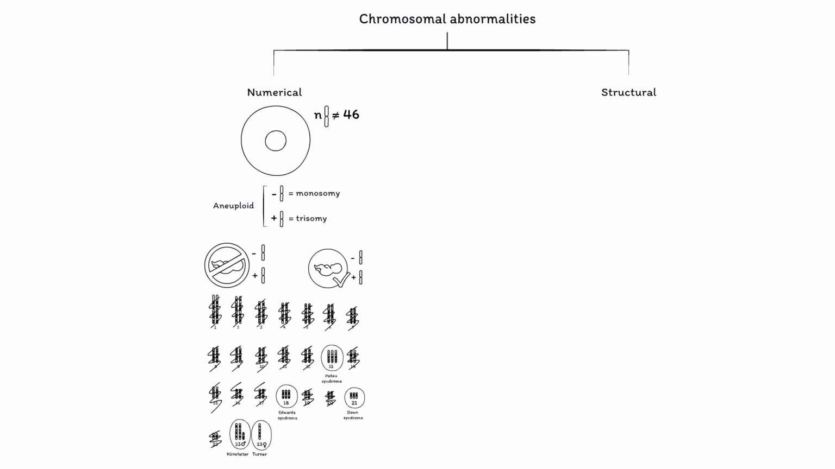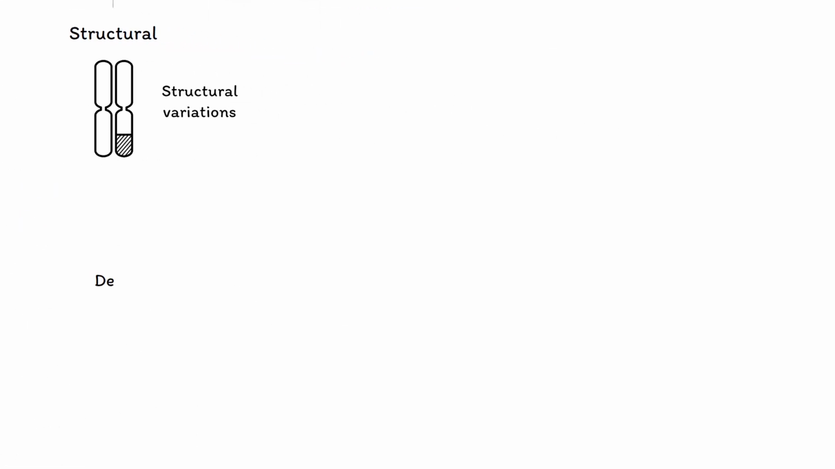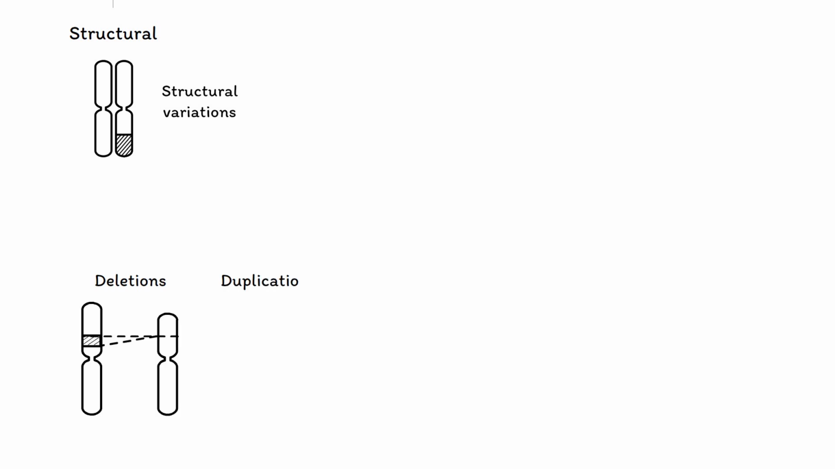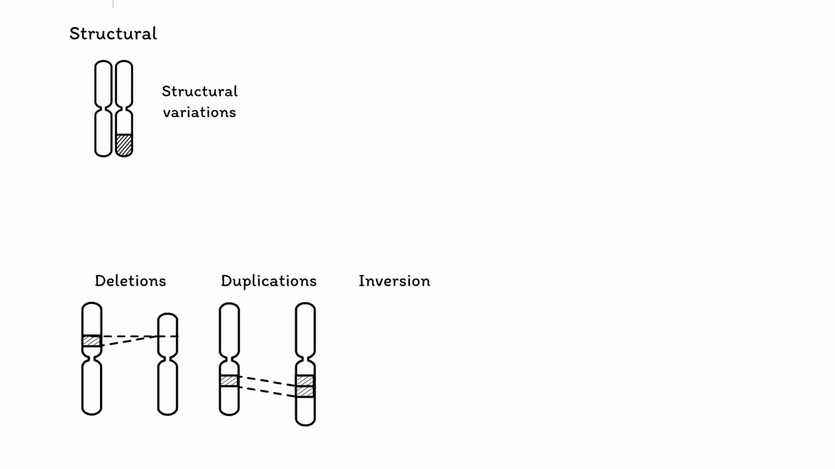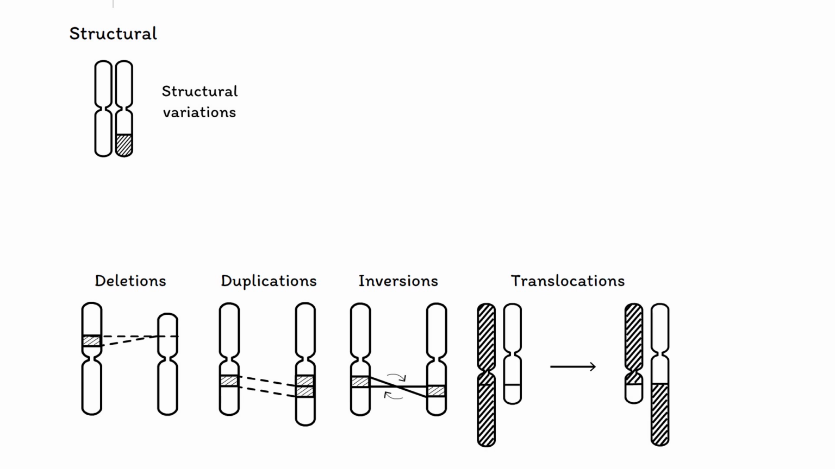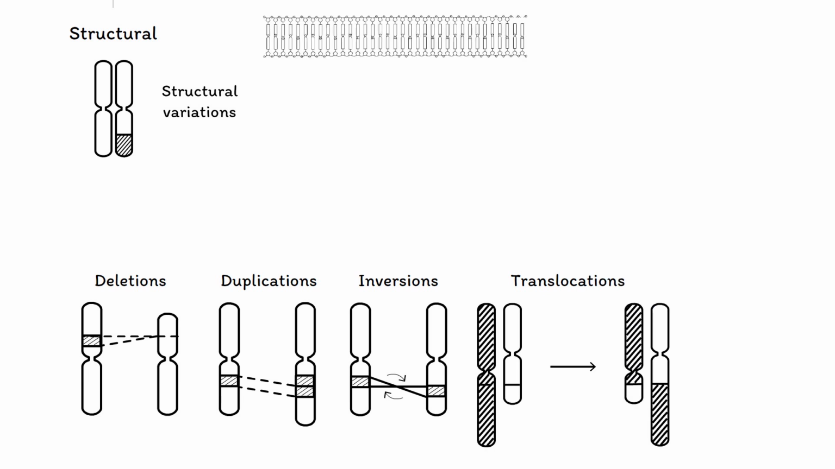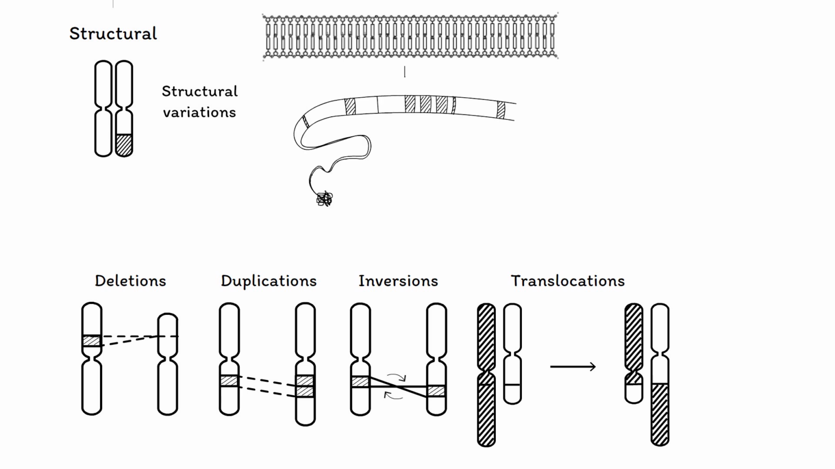Most chromosomal abnormalities cover only parts of chromosomes. Those are called structural variations. There are 4 types of structural variants: deletions, duplications, inversions, or translocations. They range anywhere from 1,000 to millions of nucleotides, sometimes covering multiple genes.